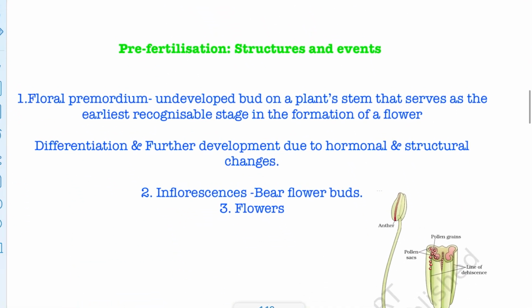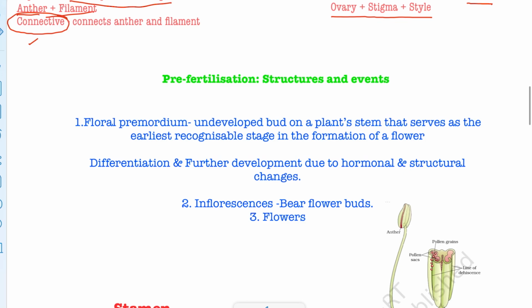Now let's talk about our first event, that is known as the pre-fertilization event. So what happens in pre-fertilization? We just talked about a flower.